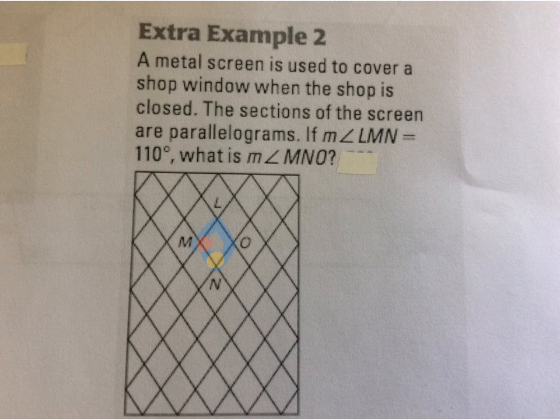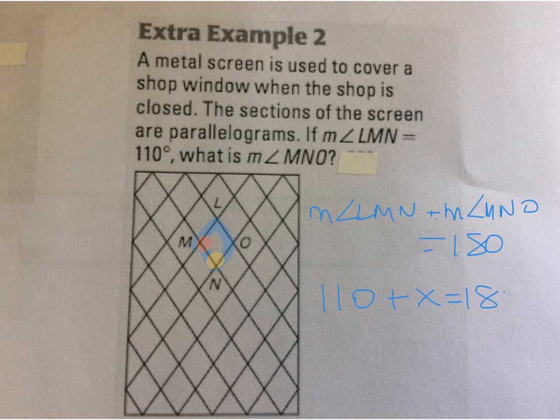Okay, and in this example, we're looking at consecutive angles, and consecutive angles are supplementary. So I know the measure of LMN plus the measure of MNO must equal 180. So 110 plus x equals 180. So x equals 70.